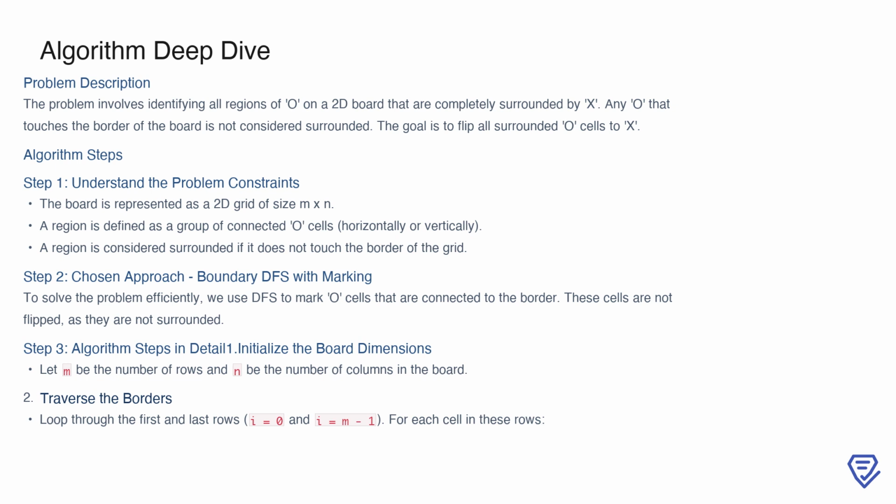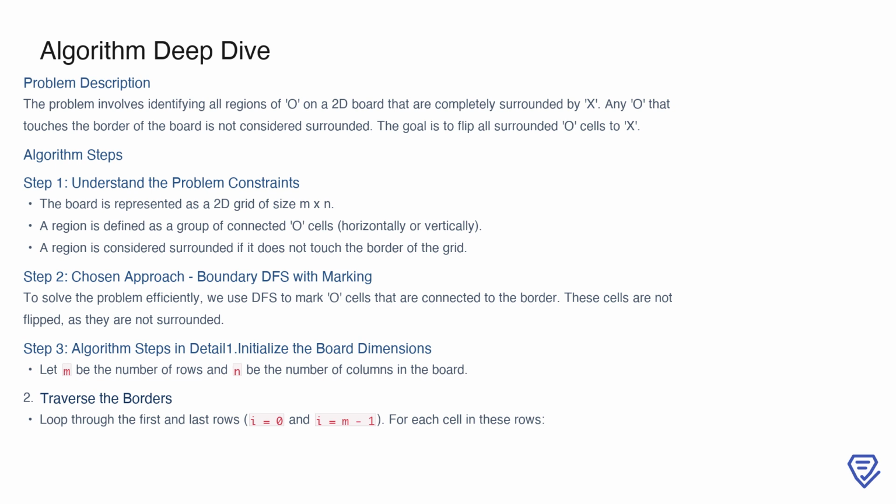To tackle this, we begin by understanding the problem constraints. The board is a 2D grid of size m x n, and a region is defined as a group of connected O cells, connected either horizontally or vertically. A region is surrounded if none of its cells touch the border. The selected approach uses depth-first search, or DFS, to mark all border-connected O cells as unflippable. This ensures that only completely surrounded regions are modified.